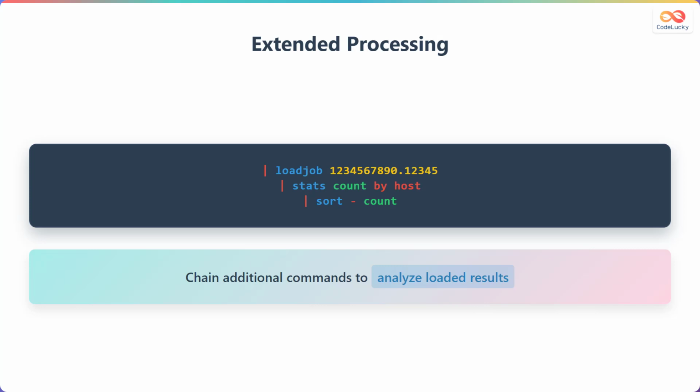One of the powerful features of loadjob is that you can chain additional commands to analyze the loaded results. In this example, we load a job using loadjob, then pipe the results to a stats command to count occurrences by host, and finally sort the results in descending order by count. This demonstrates how you can perform new analysis on previously searched data.